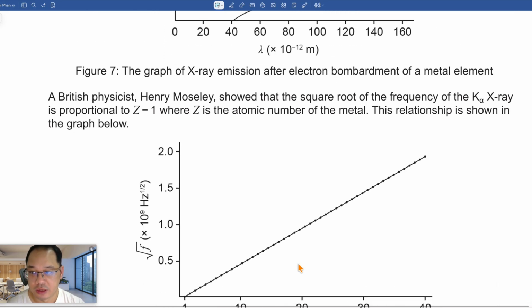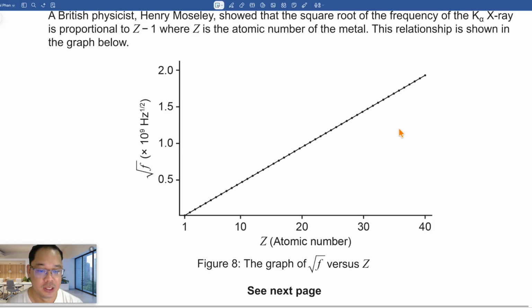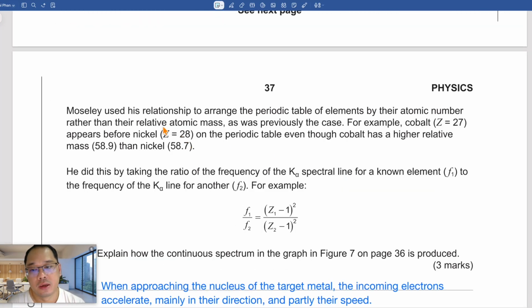A British physicist, Henry Moseley, showed that the square root of the frequency of the K alpha X-ray is proportional to Z minus 1, where Z is the atomic number of the metal. This relationship is shown in the graph below. Moseley used his relationship to arrange the periodic table of the elements by their atomic number rather than their relative atomic mass, as was previously the case.